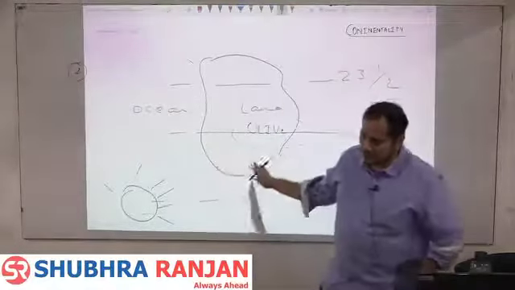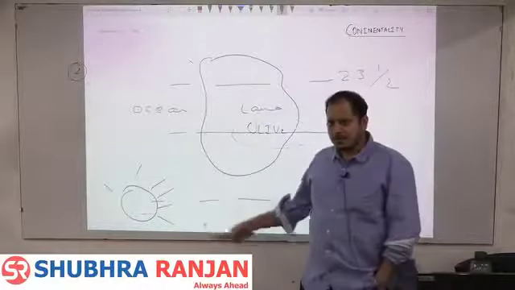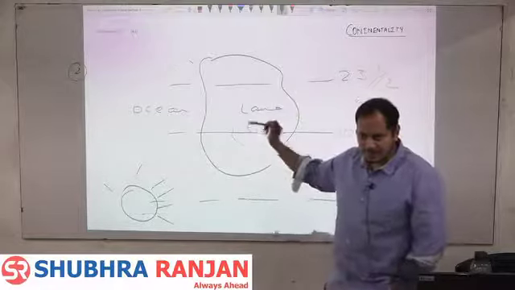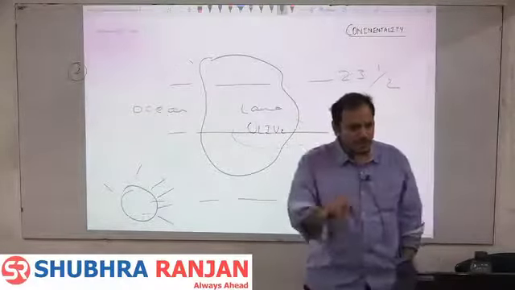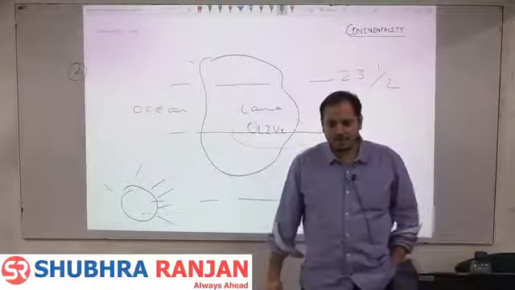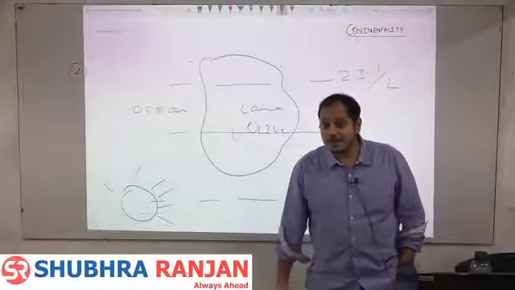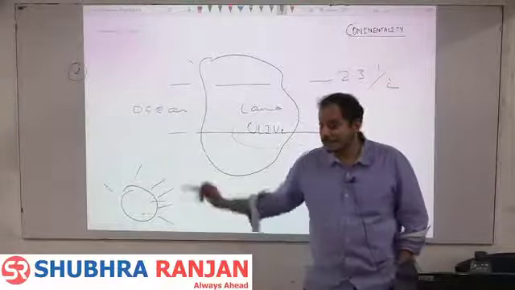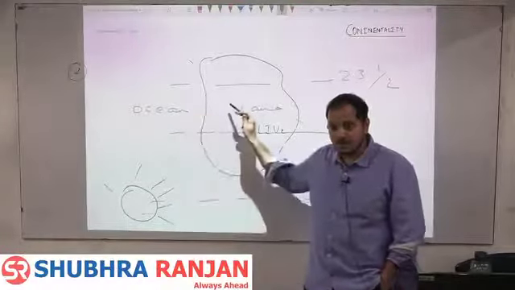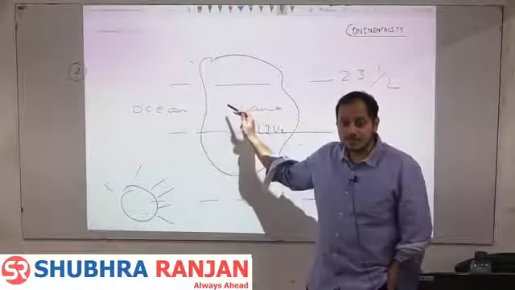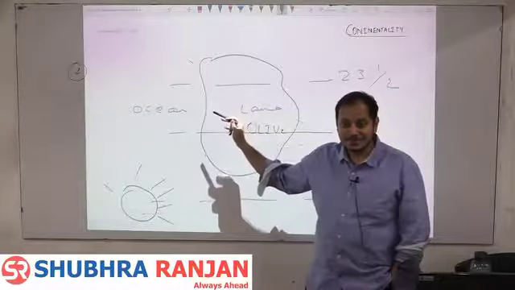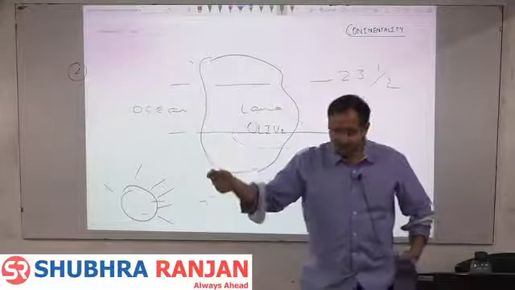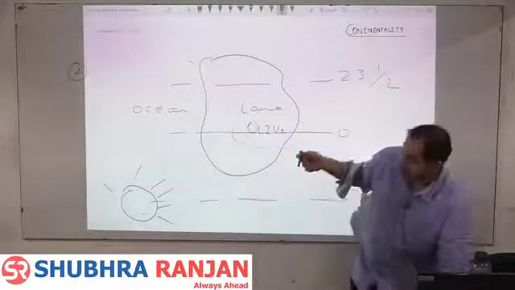If you understood yesterday's topic, you have an answer. During the winter solstice, the northern oceans will have positive thermal anomaly or negative thermal anomaly? Why positive? Temperature of the ocean is higher as compared to land. Why? Because of the specific heat. That means water will take time to get heated.